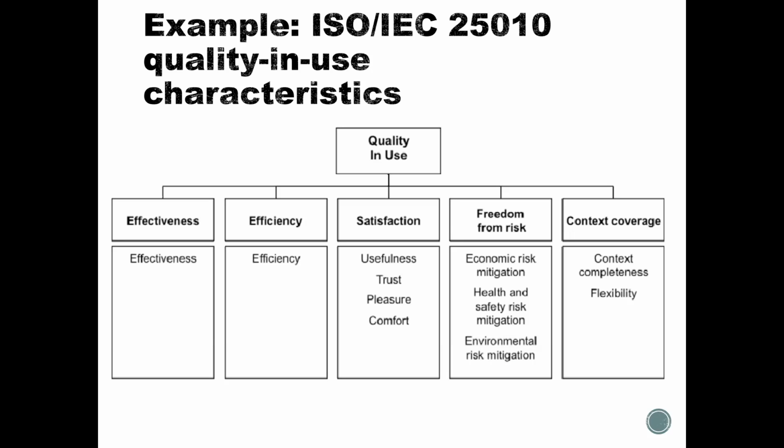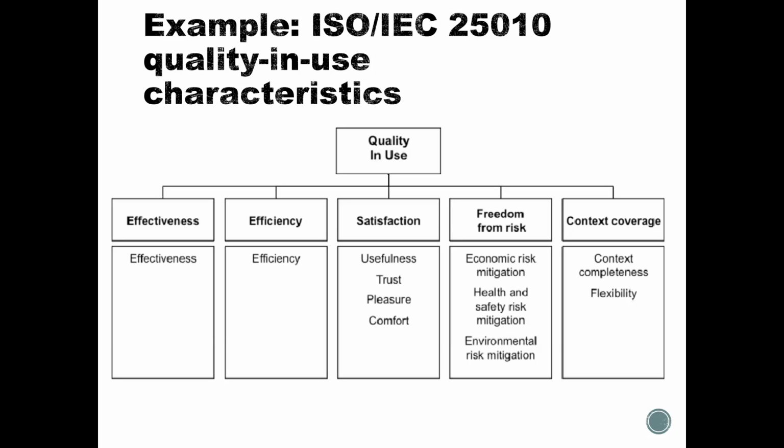Then we have satisfaction. It is the degree to which user needs are satisfied when a product or a system is used in a specified context. Then we have freedom from risk. So, a product or a system should mitigate the potential risk to economic status, human life, health, or the environment. So, these are the other risks which it should be free from.